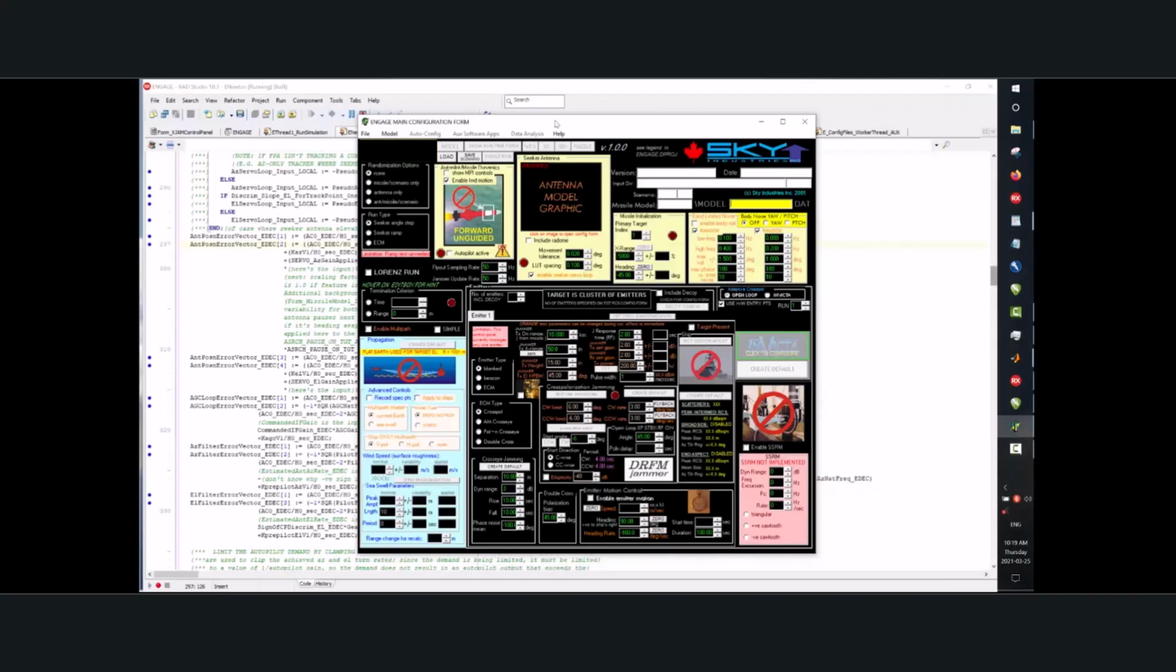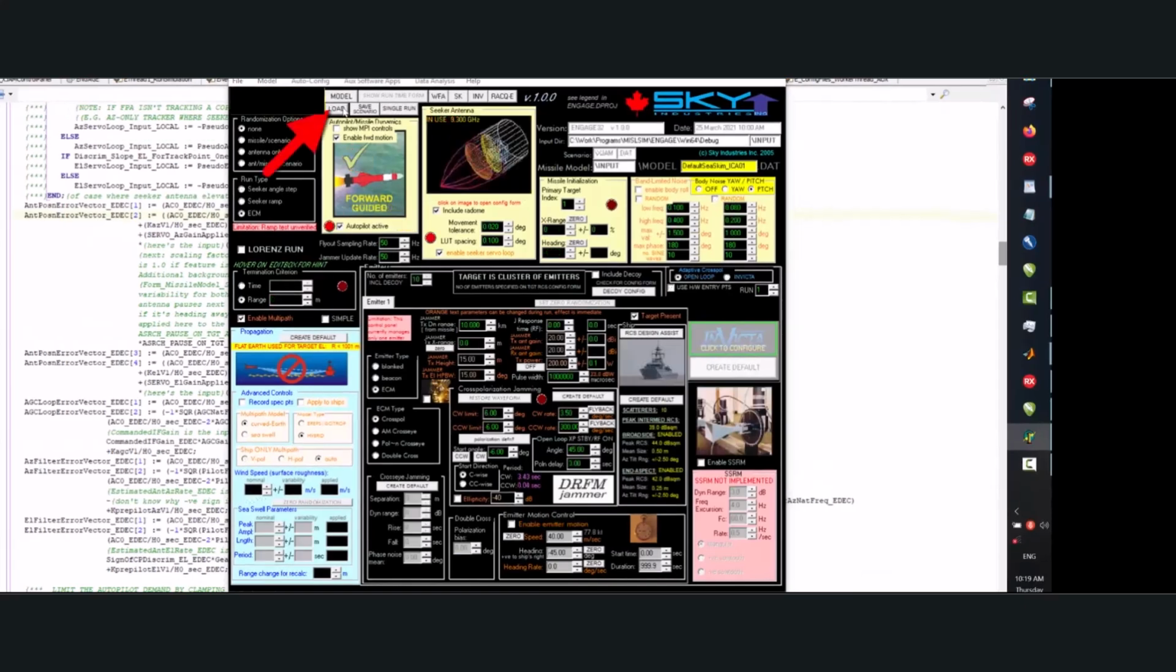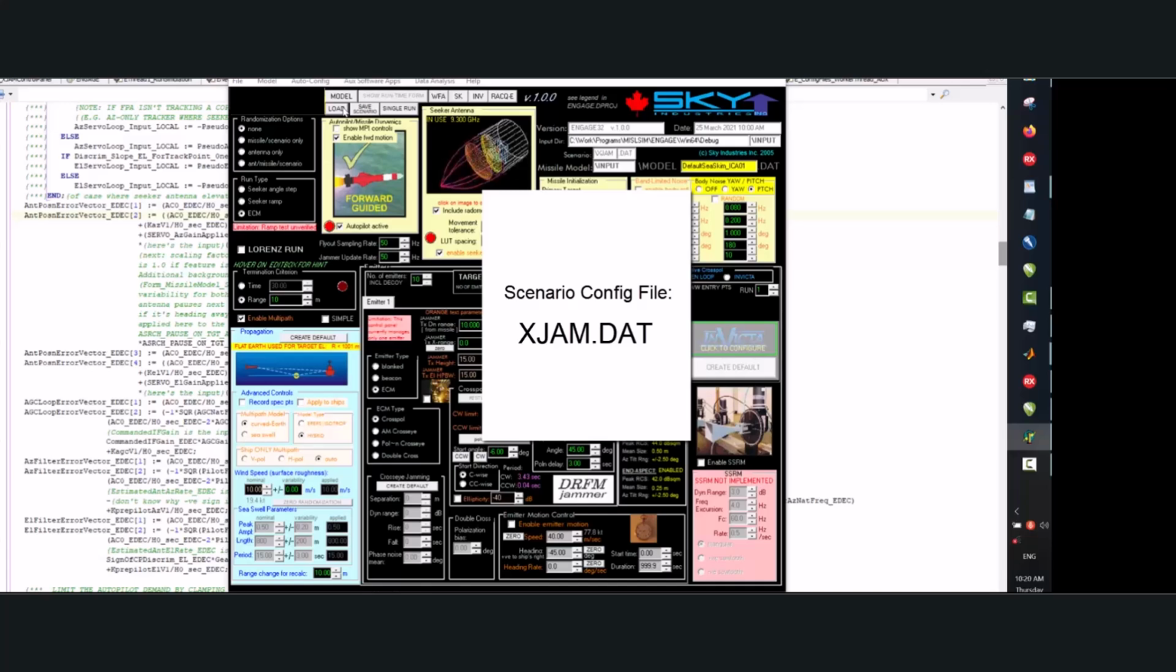So when you start Engage, you get this form. And the only thing you can do is click the load button. That will go and get all the config files and bring them in and show you what it actually saw. There are 3 config files we're interested in. One is a scenario file called xjam.dat.